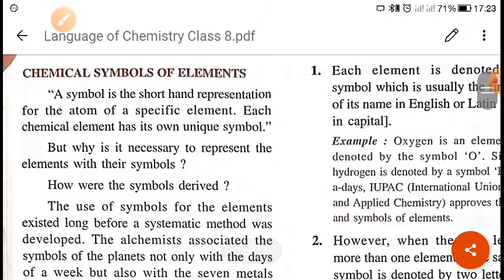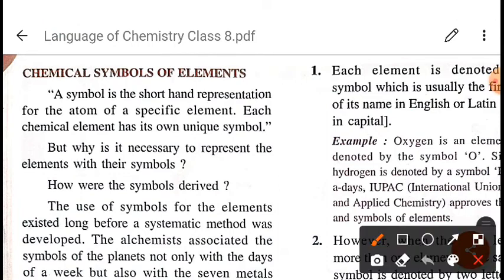So what are symbols, or what are chemical symbols of the elements? We have discussed chemical symbols in our previous chapters, right? So I hope you all have some idea about symbols. So what is a symbol? A symbol is just a shorthand representation of the atom of a specific element. As you can see, it is also written here.